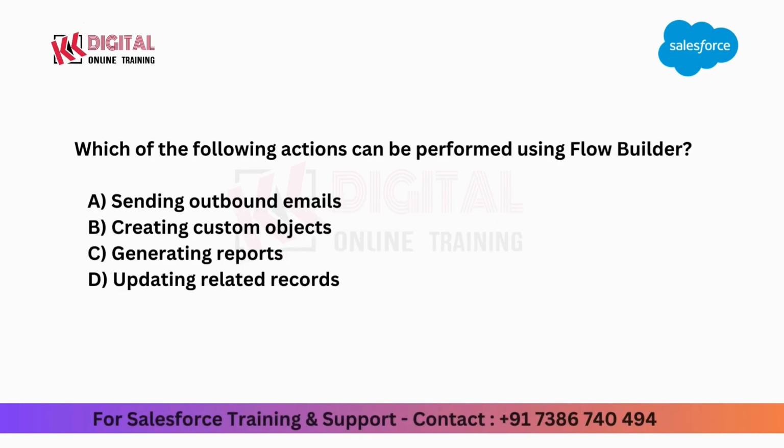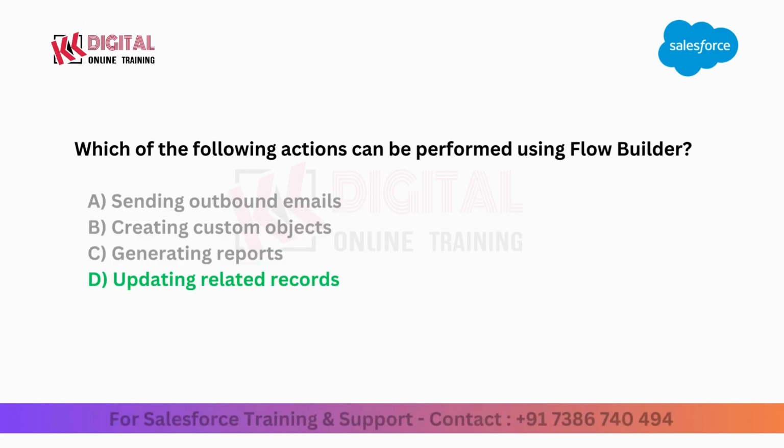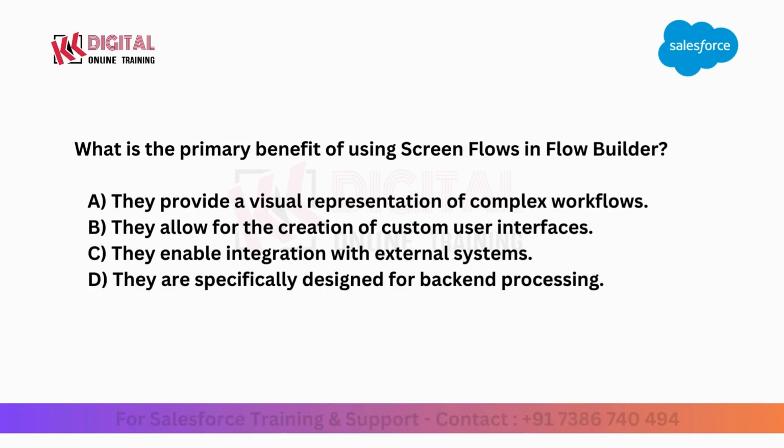Which of the following actions can be performed using FlowBuilder? A. Sending outbound emails. B. Creating custom objects. C. Generating reports. D. Updating related records. The answer is D. Updating related records.